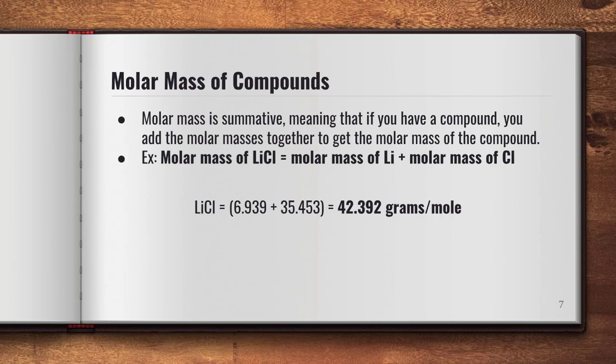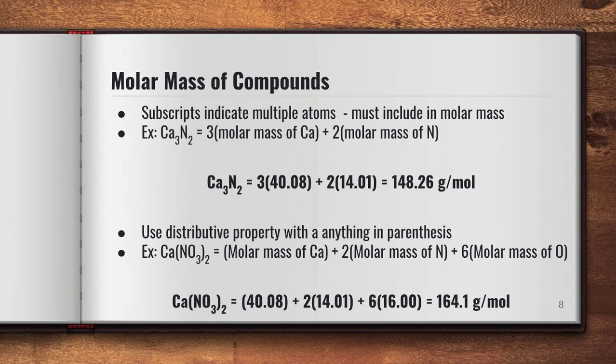So, if I want to know the molar mass of lithium chloride, LiCl, it's simply the mass of lithium plus the mass of chlorine. So the molar mass of lithium is 6.939. I add that to 35.453, and I get my molar mass for lithium chloride, 42.392 grams per mole. So again, the properties of that are additive. Now it gets a little more complex if we use subscripts.